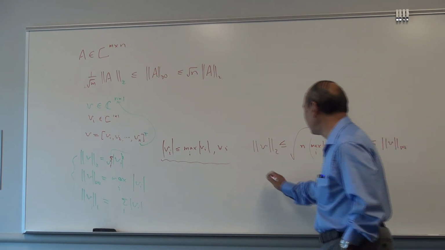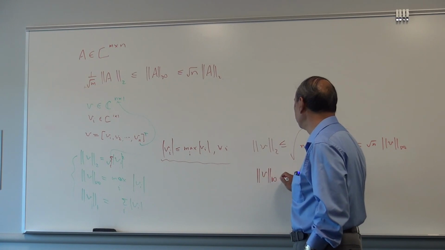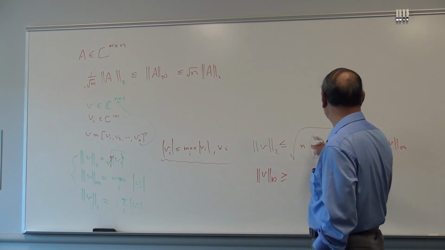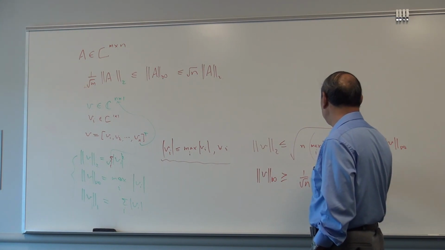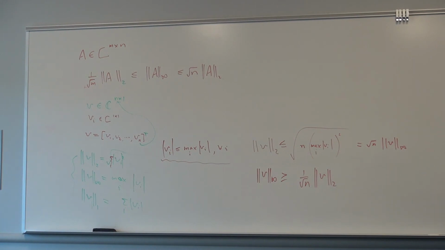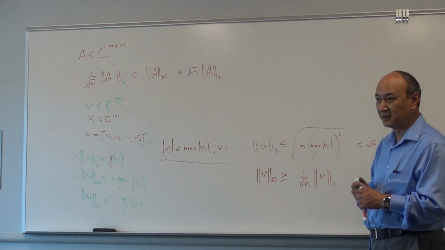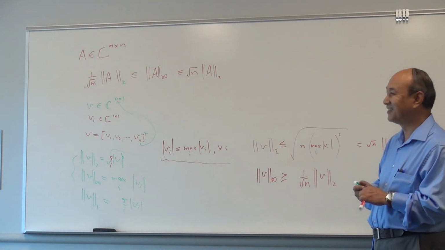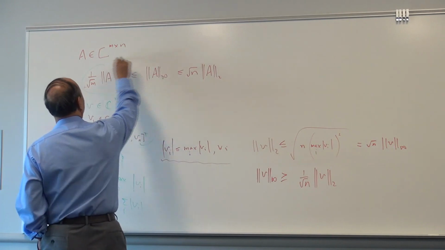In other words, can I say that the infinity norm is greater than or equal to 1 over the square root of n times the 2-norm? Is that right? Yes, this guy is greater than 1 over square root of n times that. So are we closer? Let's take a look.